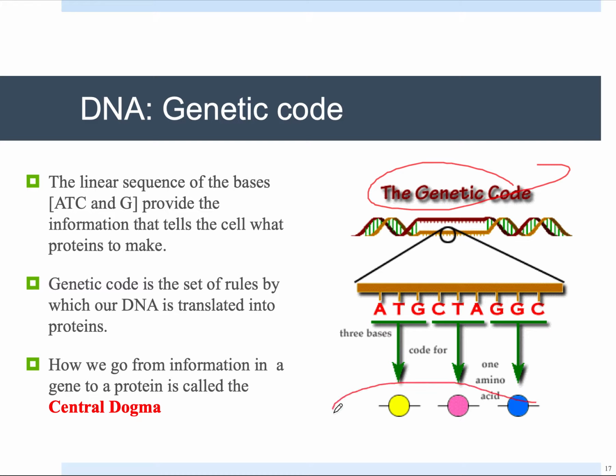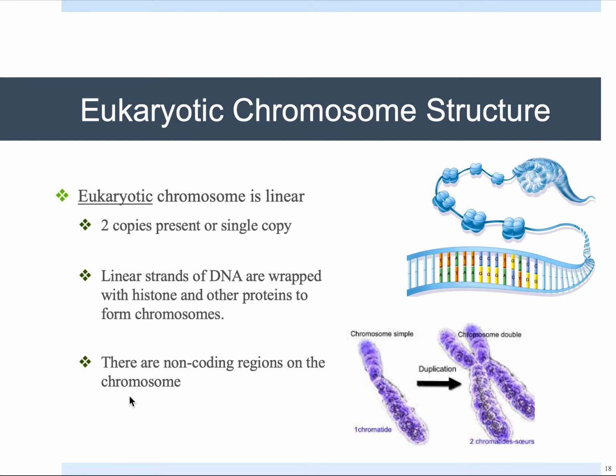Okay. So moving from the genes to the proteins or amino acids is what we call the central dogma. There are steps involved in that. If we look at the eukaryotic chromosome structure, it is a bit different in terms of how it's packaged. So you have 2 copies that are present, or you may have a single copy like this, chromatid, or you may have chromatids that are joined together at the centromere.